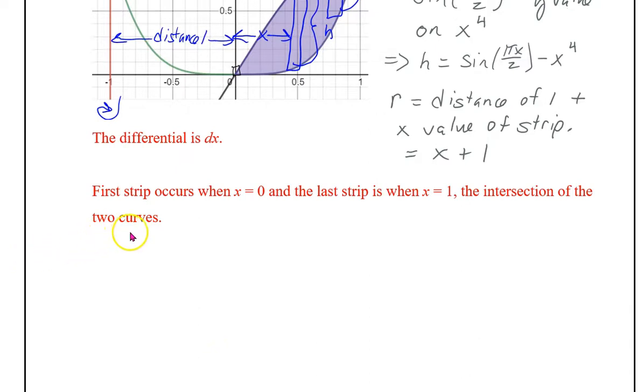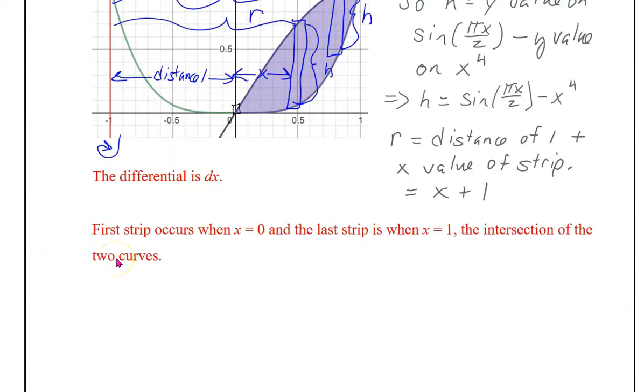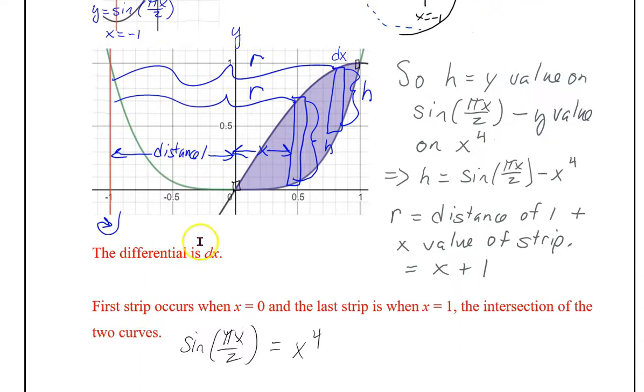To find the point of intersection, you could set the two equations equal to each other: the sine of pi x divided by 2 equals x to the 4th. You can also just look at the picture, since it's pretty obvious that they're intersecting there at (1, 1).